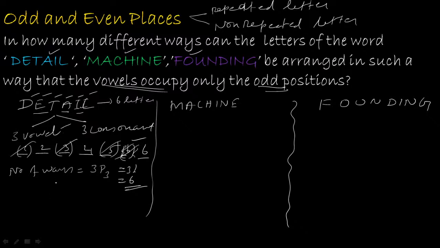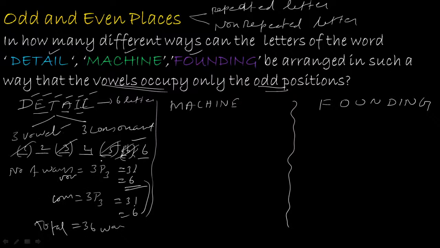So the number of ways of arranging the 3 consonants is, you have 3 positions, among these 3 you have to arrange the 3 consonants, that is 3 factorial, that is 6. So the total number of arrangements is 6 times 6, that is 36 ways. This gives you the total number of arrangements. The first one is for vowels and the second one for consonants.